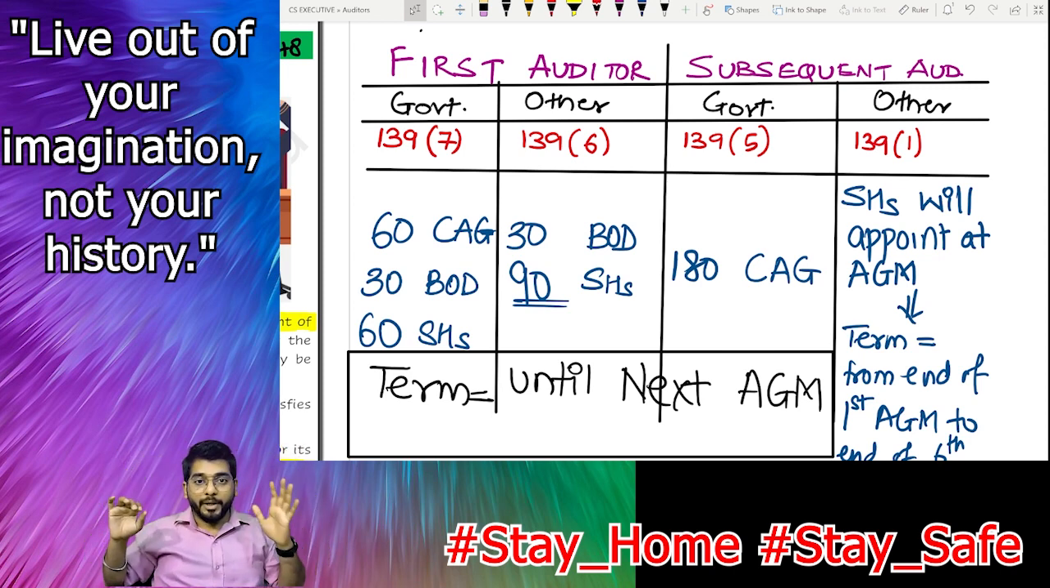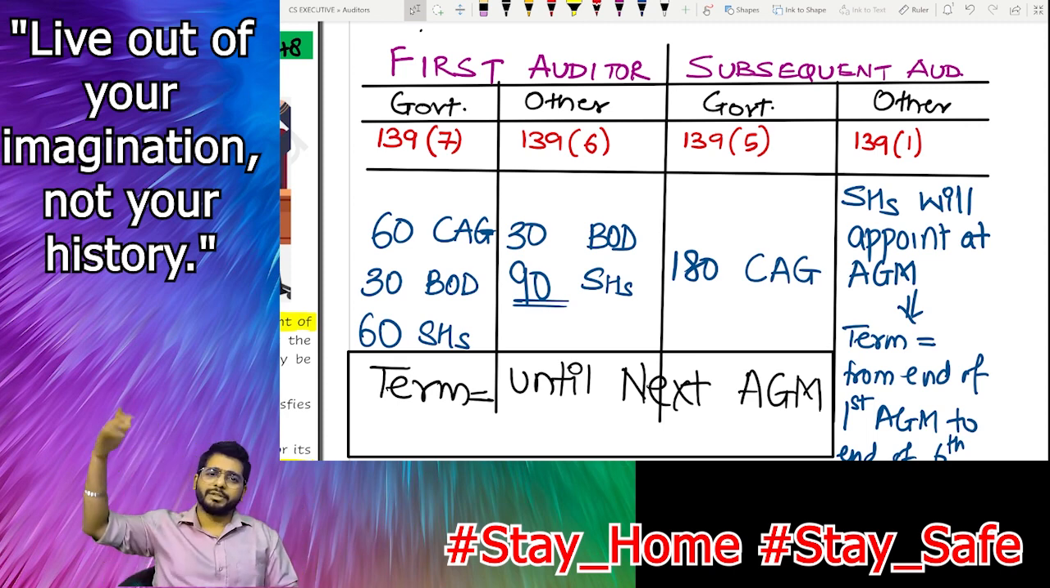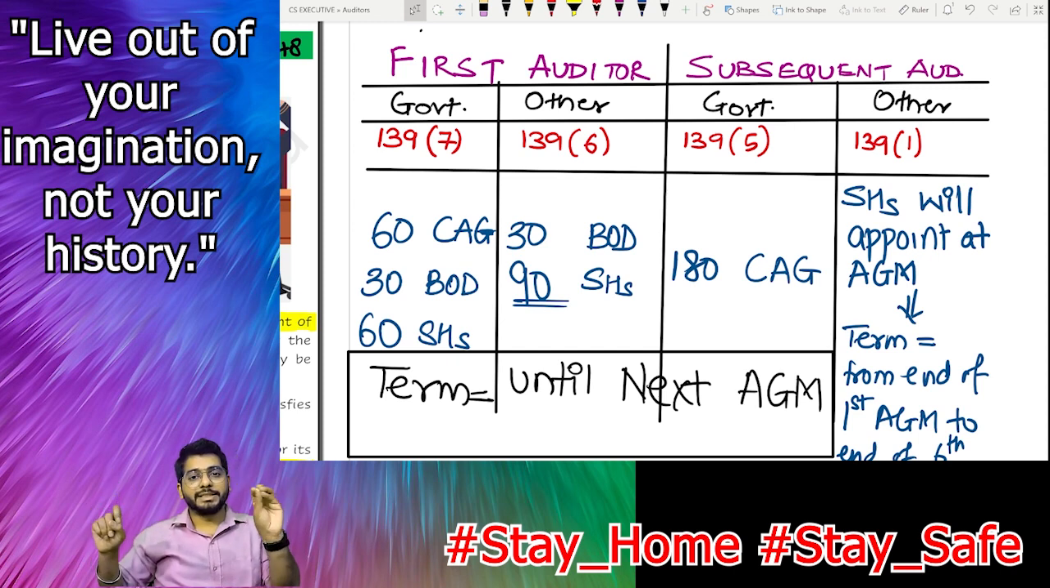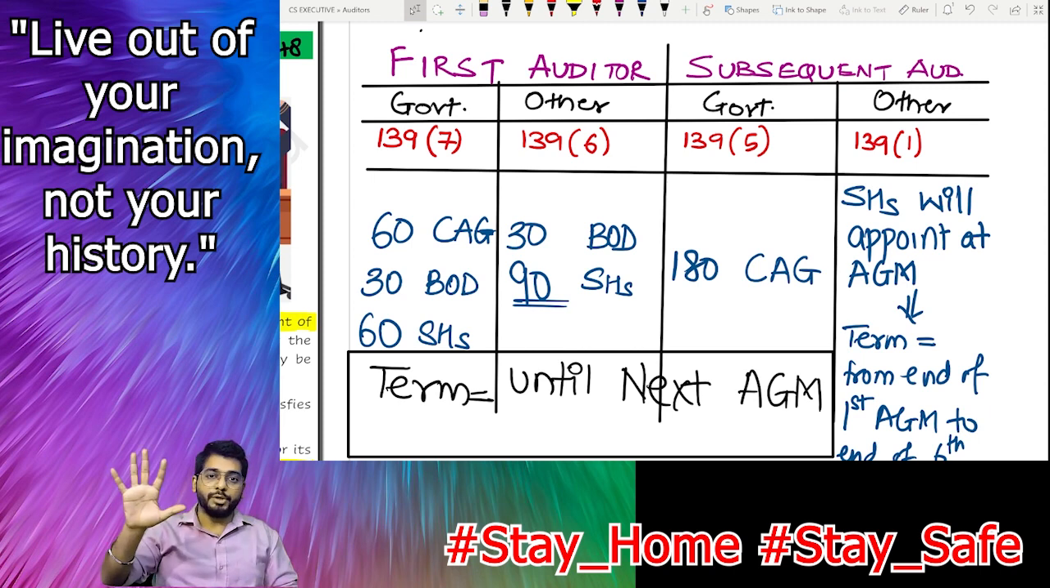Easy. And the term of auditor in case of normal company and normal auditors, not first one, second, third, fourth, fifth, 100th, whatever number of auditor it is, the term will be from the end of the first AGM till the end of the 6th AGM. That is a span of 5 years. That will be one term. If you are an individual, this will be your term.